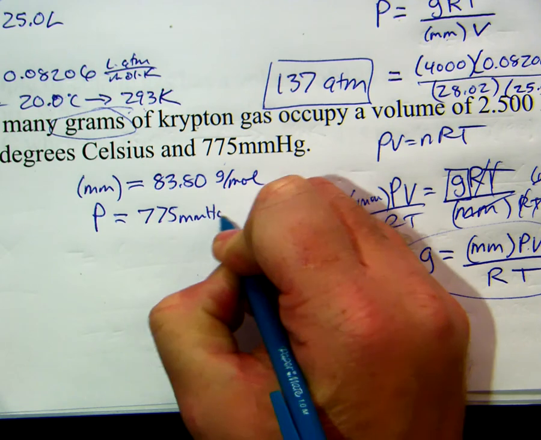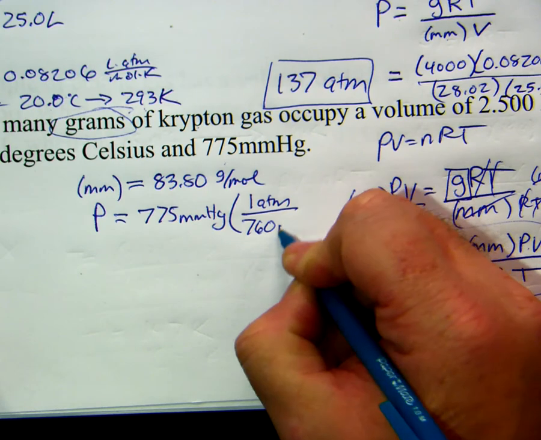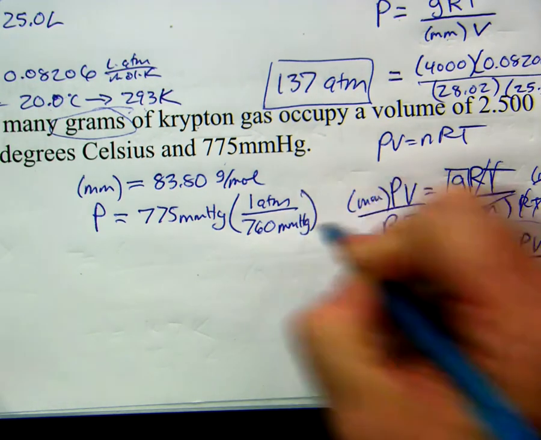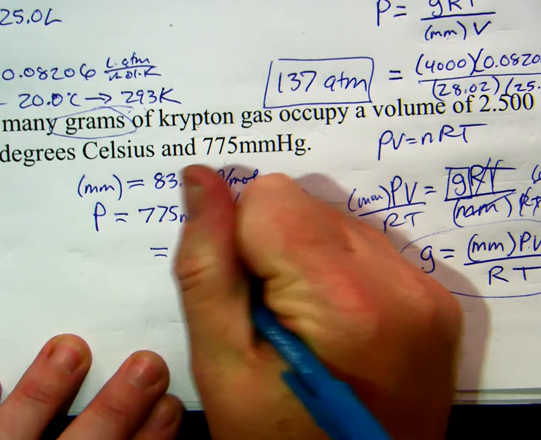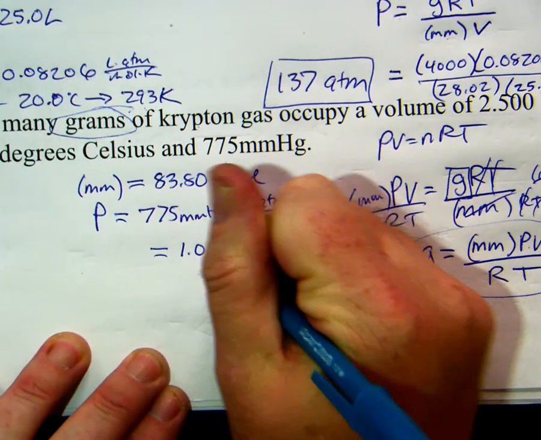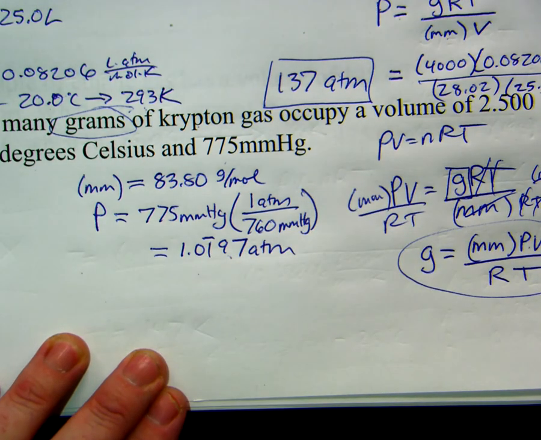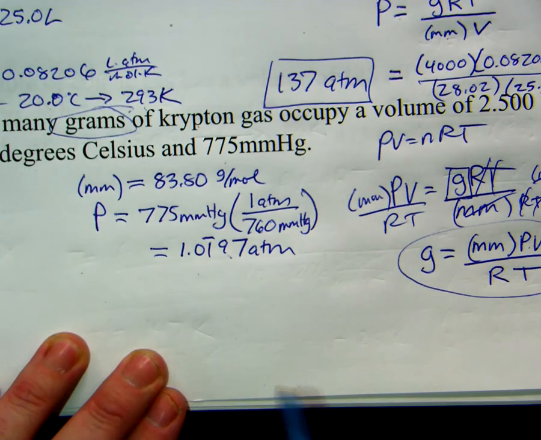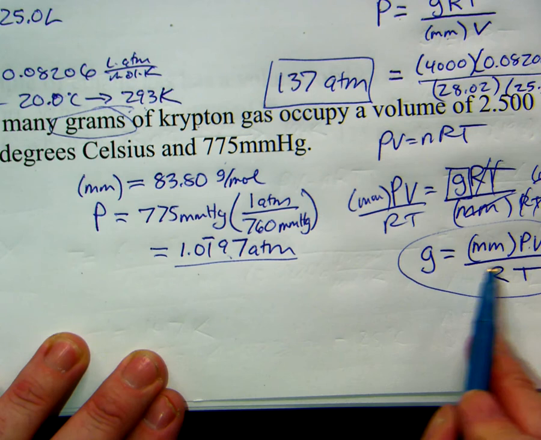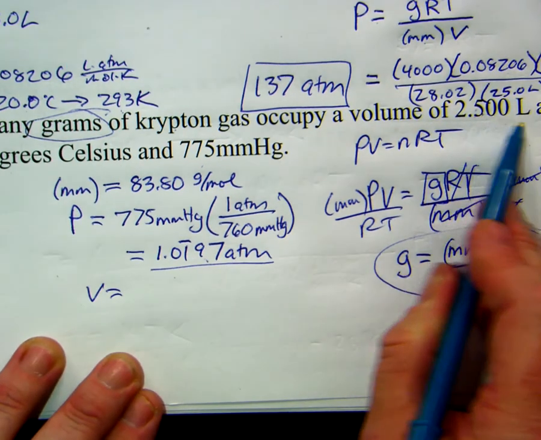But of course, that's not the units we need. We need atmospheres. So we convert that: 1 atmosphere is 760 millimeters of mercury. So it's going to be a little over 1 atmosphere. 1.0197. And we'll keep a few extra significant figures beyond the 3, although I'm still going to try to keep that whole number in my calculator. Okay, so that's our pressure. We need our volume, and that's given in the problem as 2.5 liters right here.